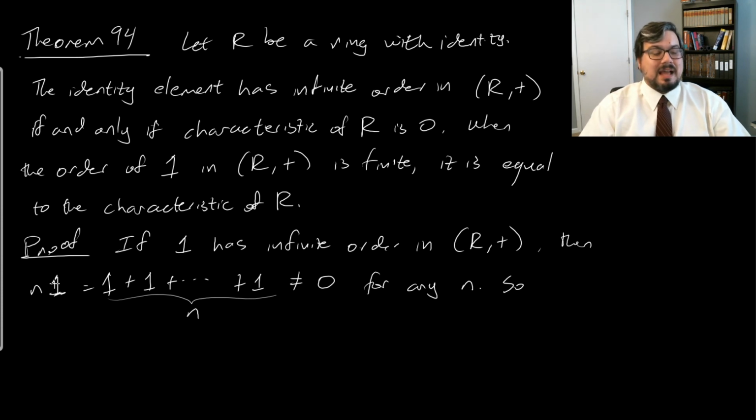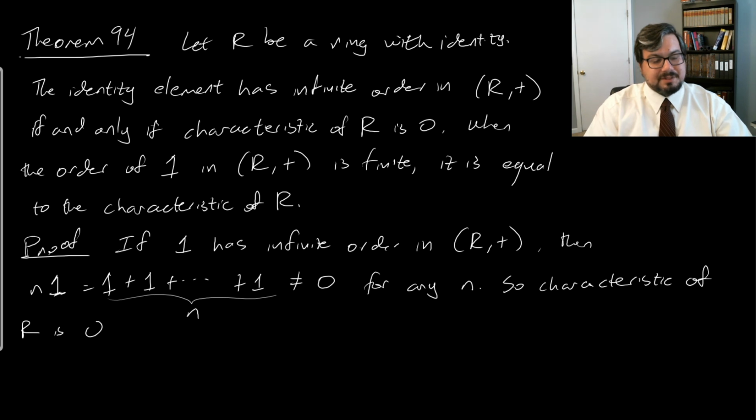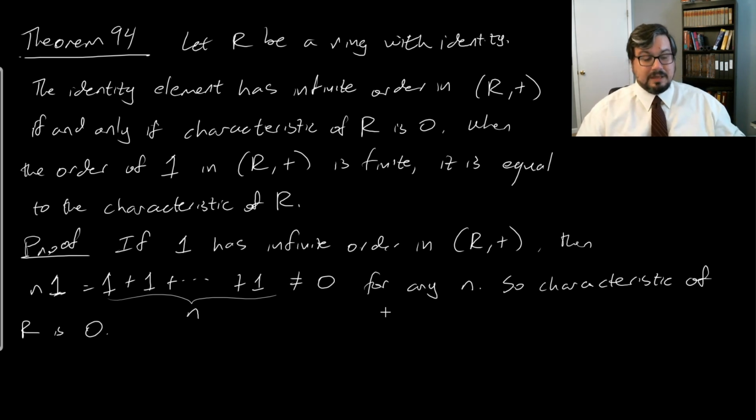Because n times 1 never equals 0, that means that there can't be any number that multiplies by everything in the ring to give 0. And so that means that the characteristic of R is 0, because there's no element that multiplies 1 to give you 0. And so there can't be anything that multiplies everything into 0.